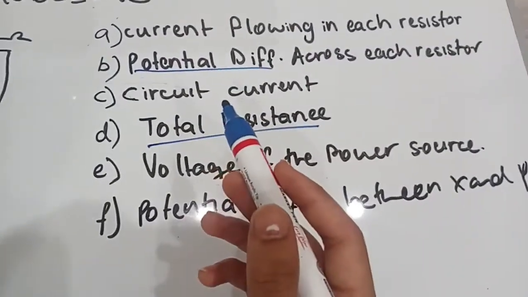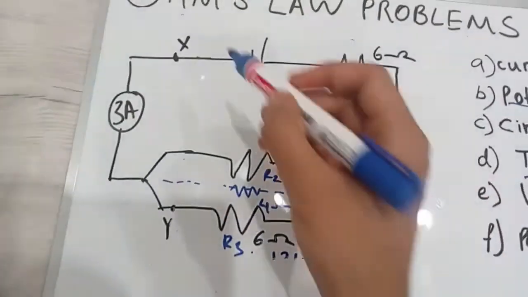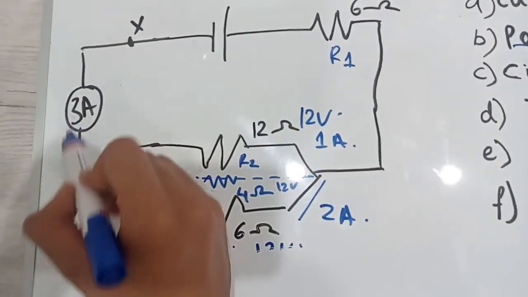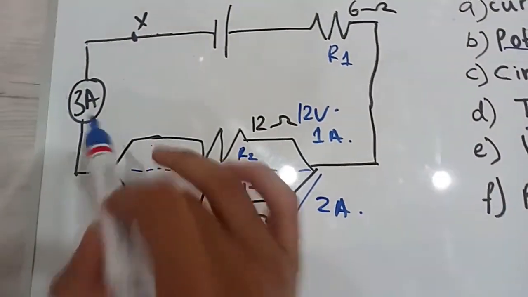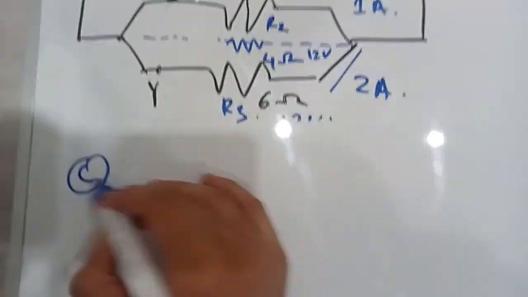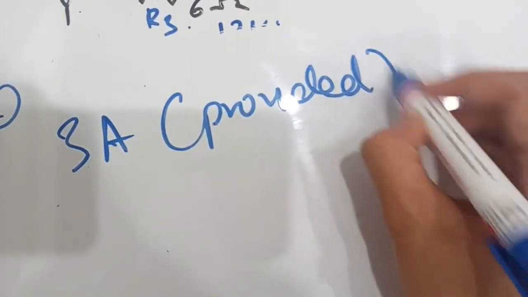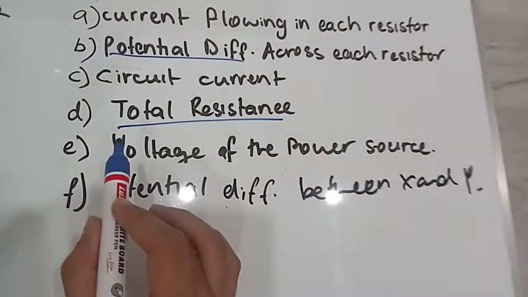Next question, circuit current. That's the total current flowing through the entire circuit, so in these main wires without it splitting, and that's already provided. 3 amps. So C is 3 amps. Provided. Done.